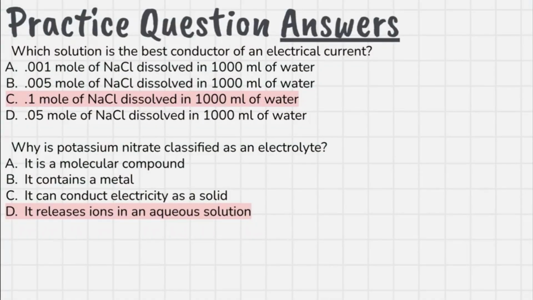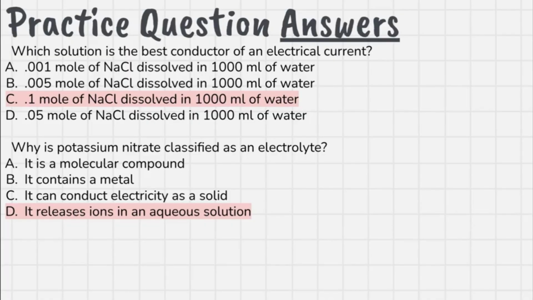Which solution is the best conductor of an electrical current? The solution that will best conduct the electrical current is the solution with the highest concentration because there will be more to dissolve in the water, so more charges will be produced. This makes the answer C, 0.1 mole of NaCl dissolved in 1,000 milliliters of water.